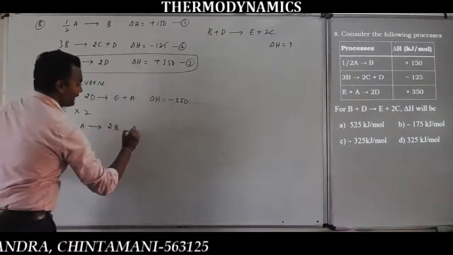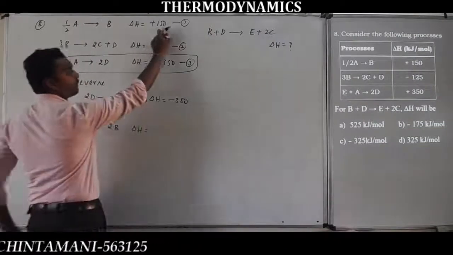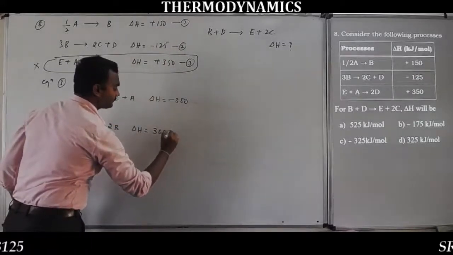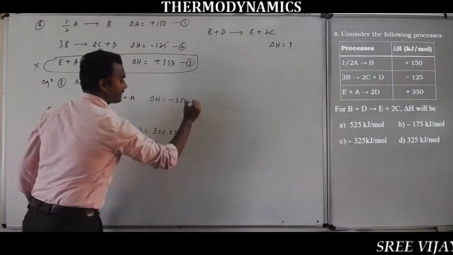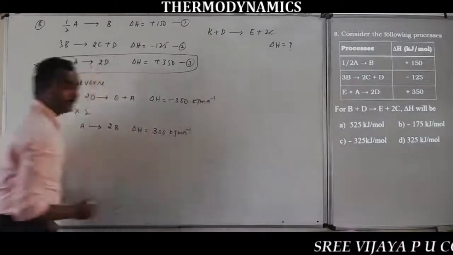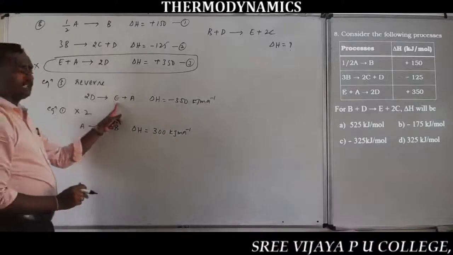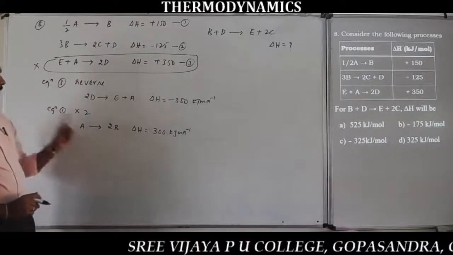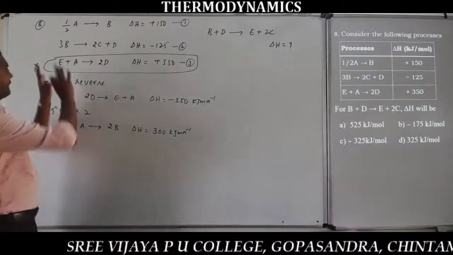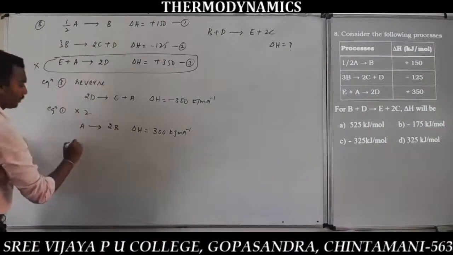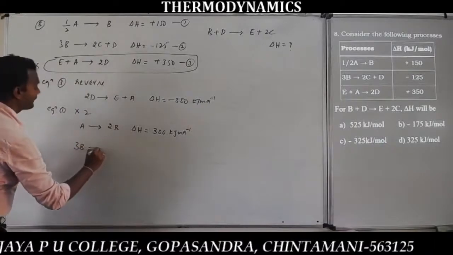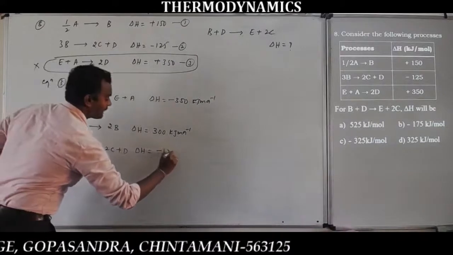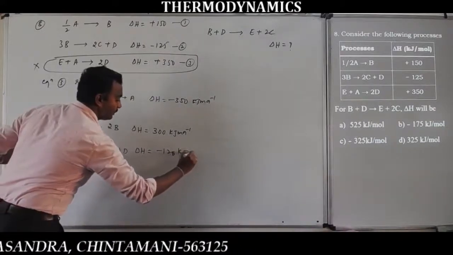So what will the delta H value be? It is plus 150, so multiplying by 2, it becomes 300 kilojoule per mole. So now I have taken 2D is converted into E plus A, with its delta H. 2A is converted into 2B, obtained by multiplying equation 1 by 2. And take the B equation as it is, do not change it. So that is 3B is converted into 2C plus D. Its delta H value is minus 125 kilojoule per mole.